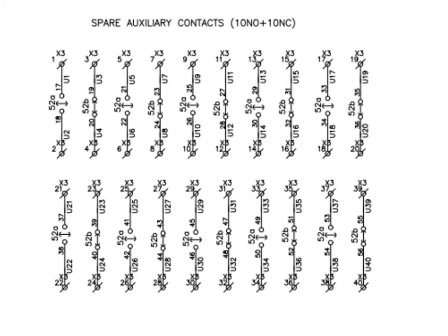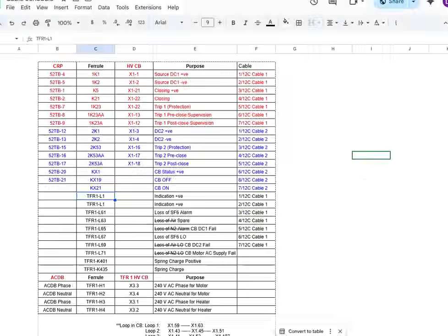It's x3 dash 3 for CB status positive and CB off status, and x3 dash 4 is CB off status. Okay, and CB on status.